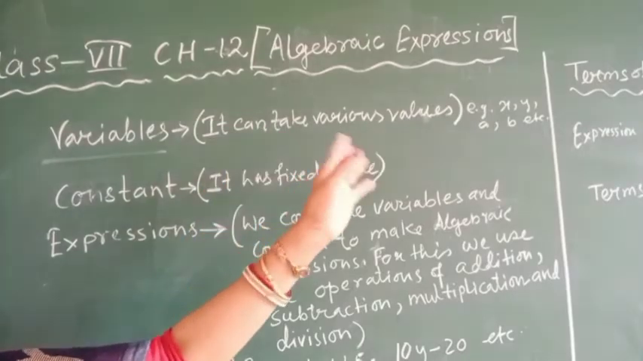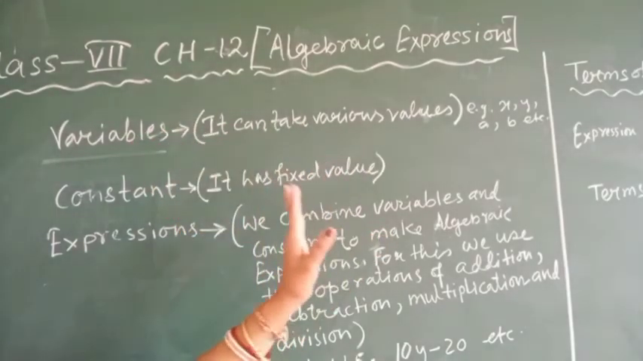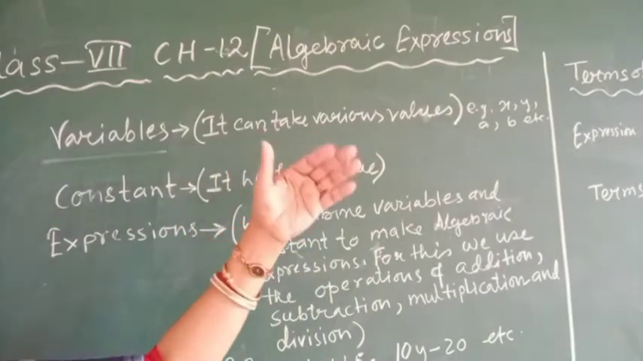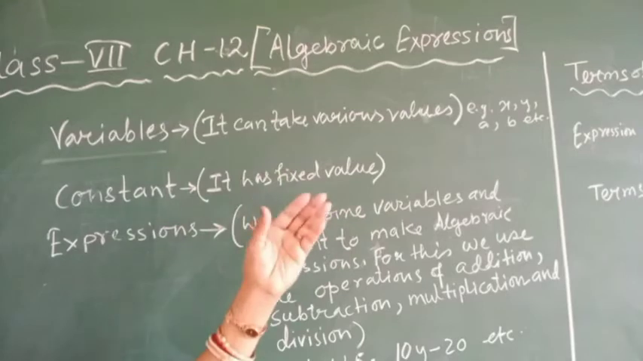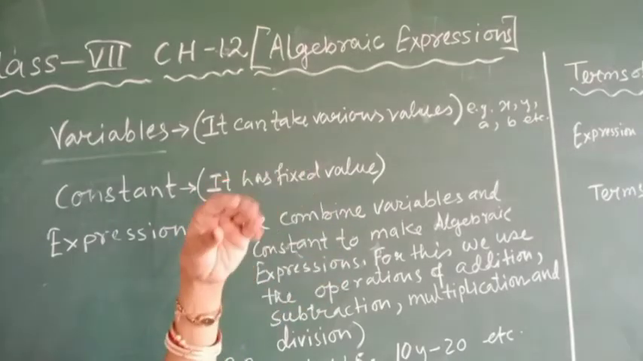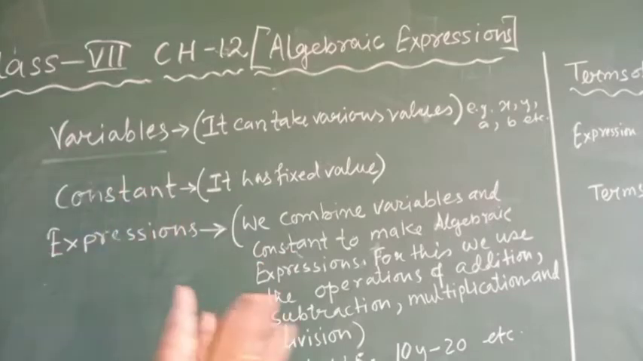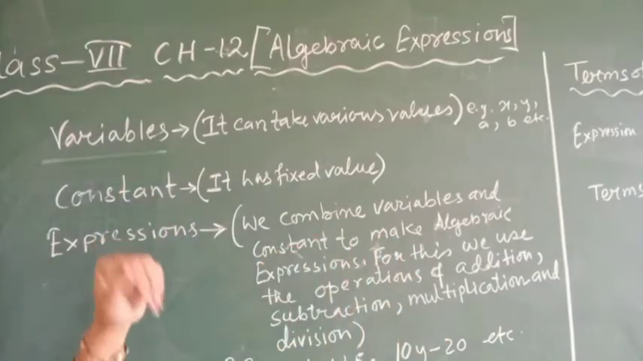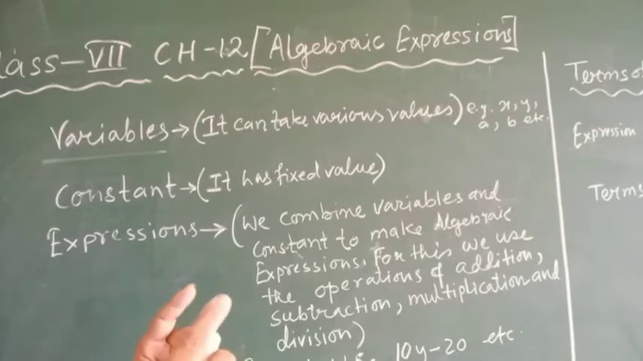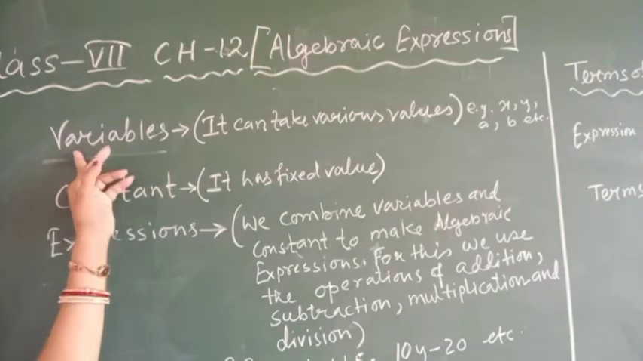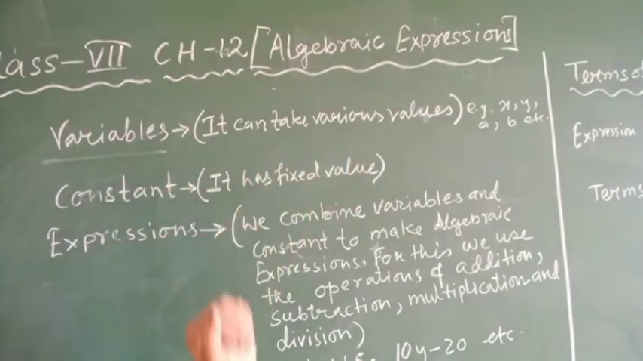In any algebraic expression, when we are using x, y, z, their value can be changed in different sums. Say in one sum we are using x equal to -2, then we will solve the sum according to that value. In another sum we take the value of x as 1, then we have to do the sum by that value only. So we can change the value of the variable. That's why the name is variable. It can take various values.